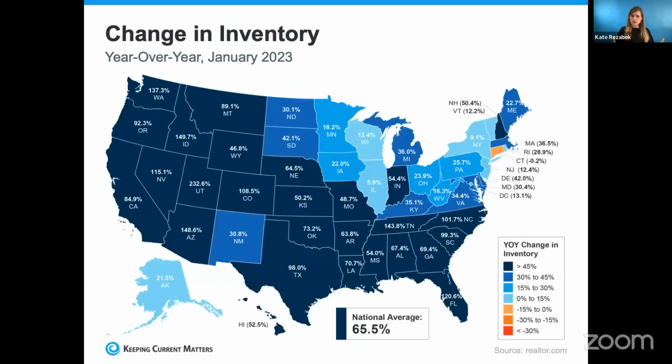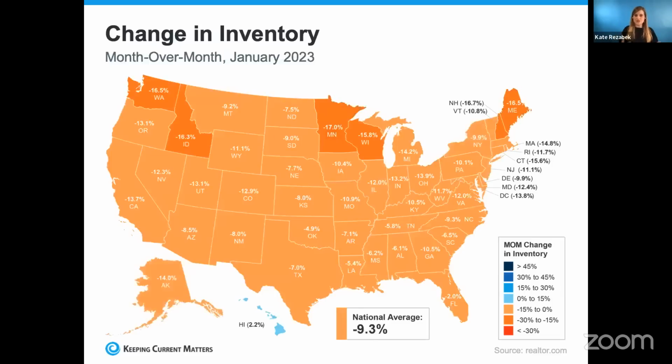So more homes to choose from, but I'm going to break down how this looks on a month over month level as well, because that's where it starts to get confusing. If you look at this map, January of 2023 compared to January of 2022, definitely more listings. But what's happening on a month over month basis?